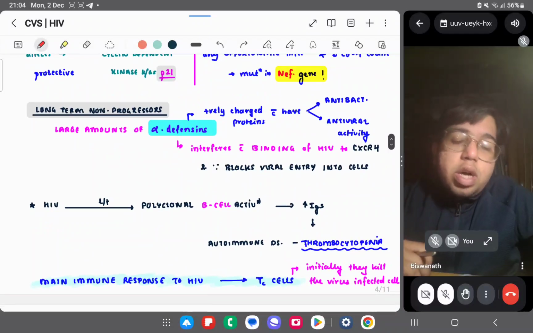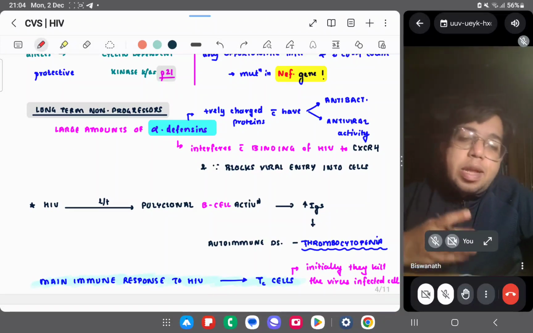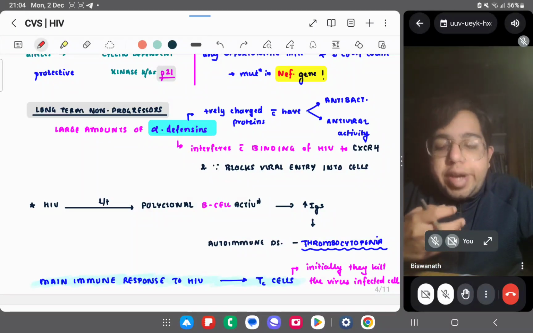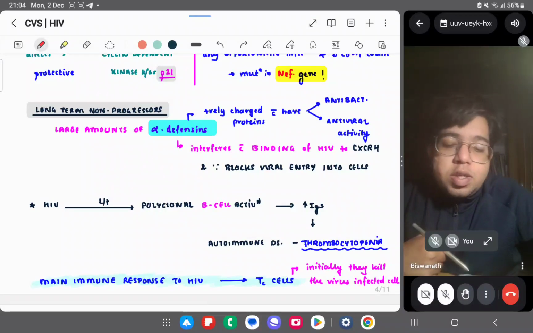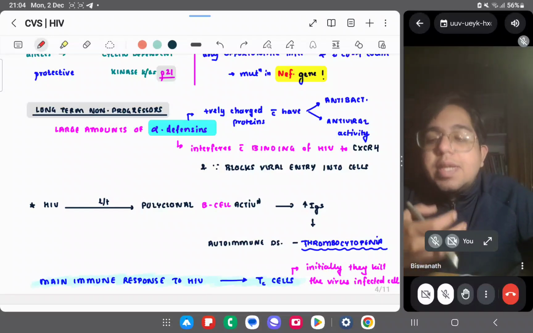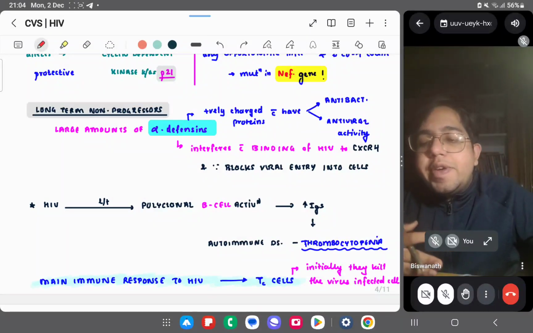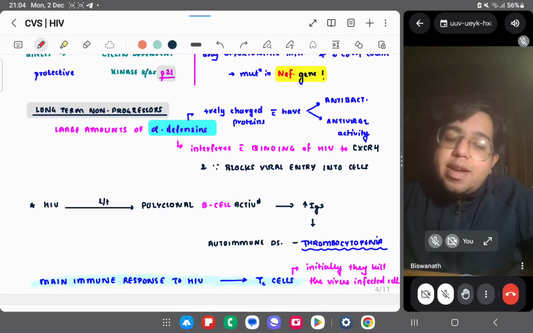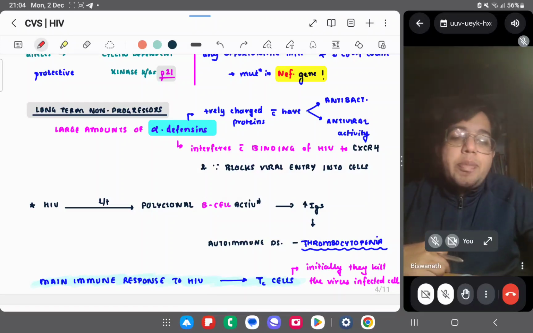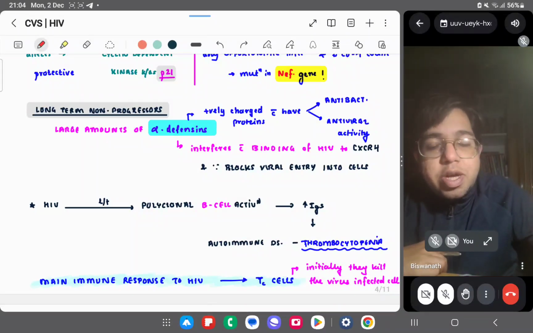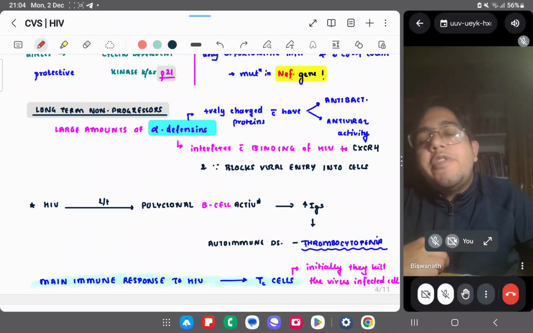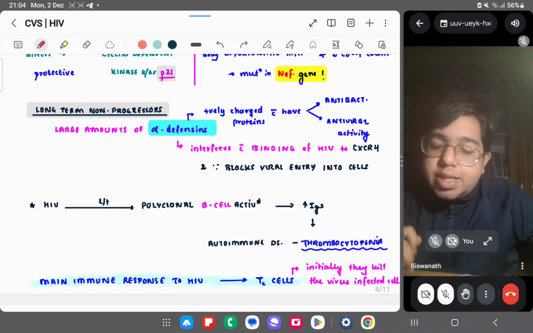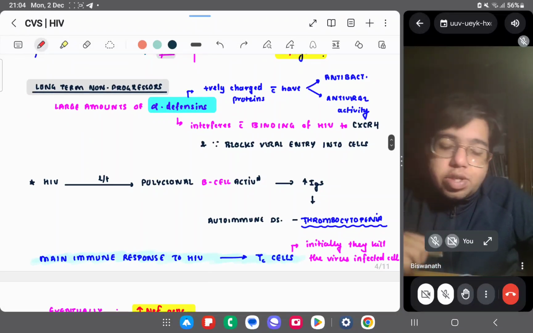Okay, long-term non-progressors are people in whom, if you test, a positively charged protein is present in their blood. This is called alpha defensins. Whenever the person produces alpha defensins, it interferes with the binding of HIV to the CXCR4. CXCR4 is the co-receptor present on the Th cells. So alpha defensins interfere with the binding of HIV to the CXCR4 and block viral entry. Understood? Okay.